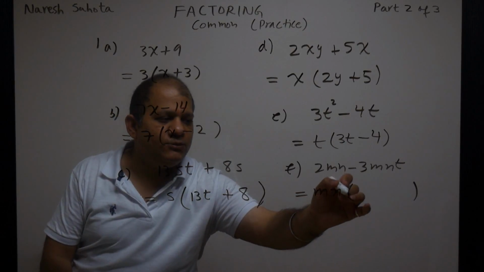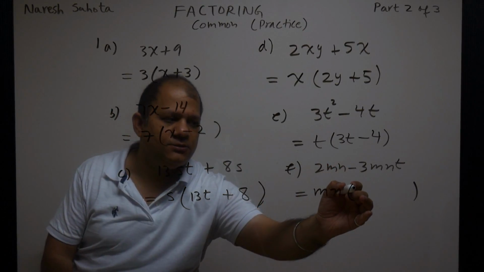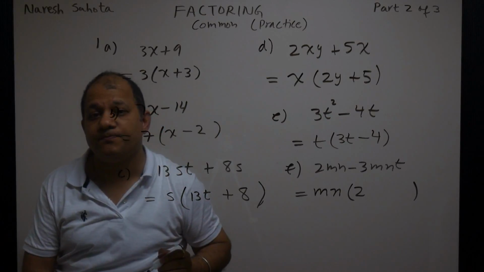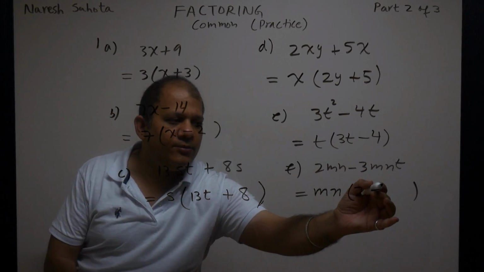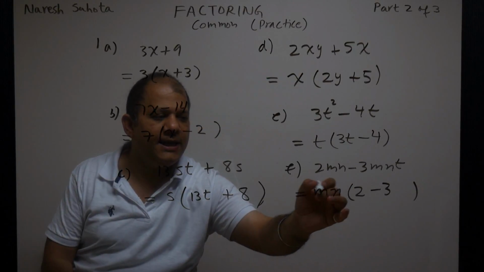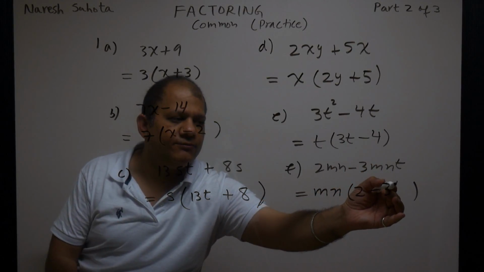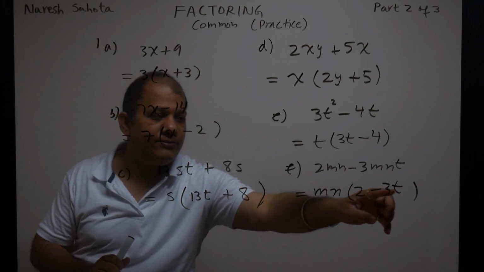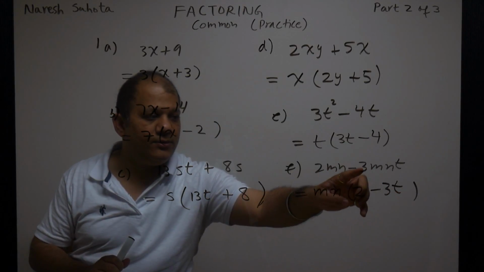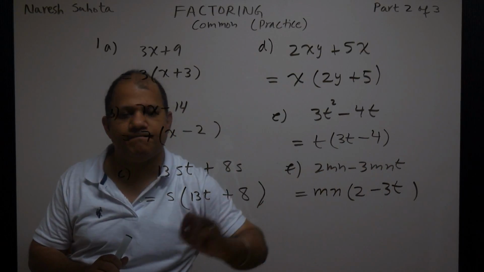So mn times what gives me 2mn? So that's a factor of 2, right? And now here I want minus, so I want 3, right? So 3mn, and I'm missing a factor of t. So mn times negative 3t gives me 3mnt. All right?